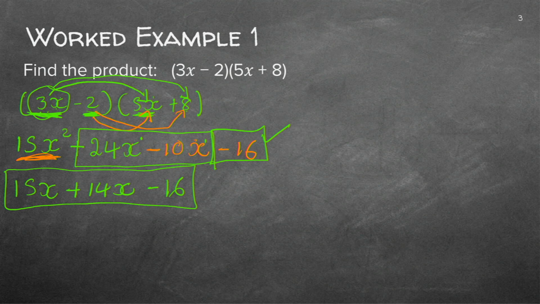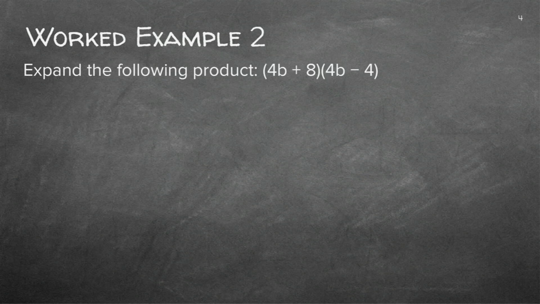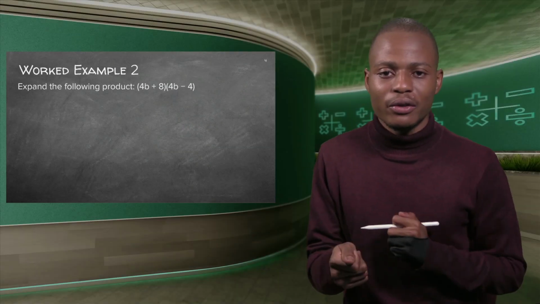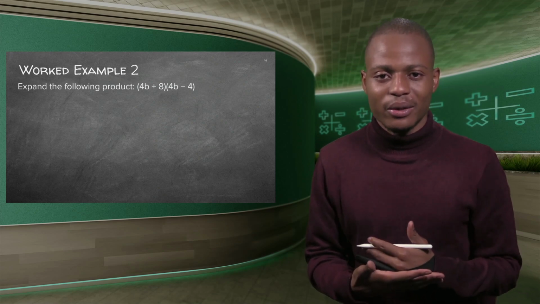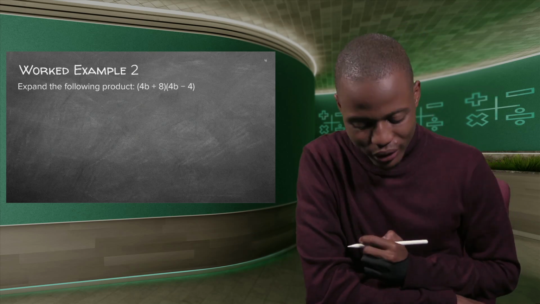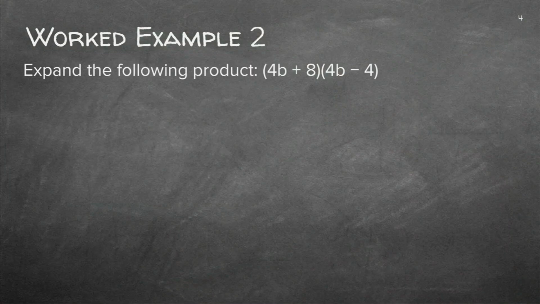All right. And I also have another example for you. And I'm going to emphasize this again. If you see a question, pause the video, write it down, try to do it, and then you will come and check the answers afterwards. Okay. So now let's try to do this one together. So we have to expand the following product: 4b plus 8, and we also have another 4b minus 4.